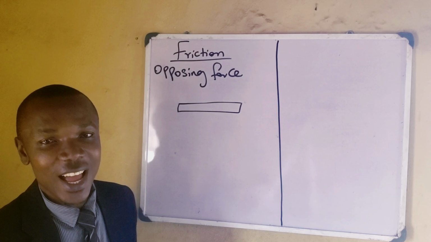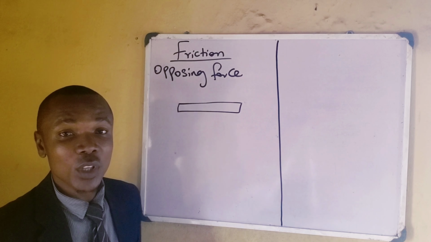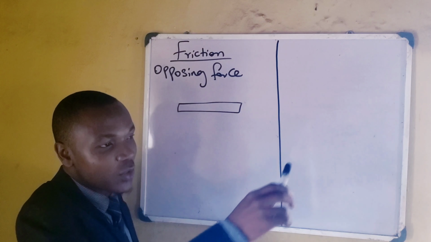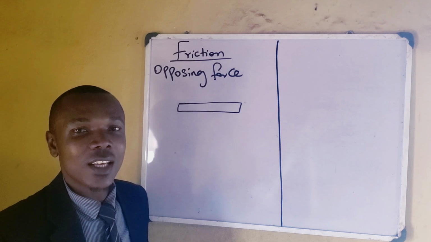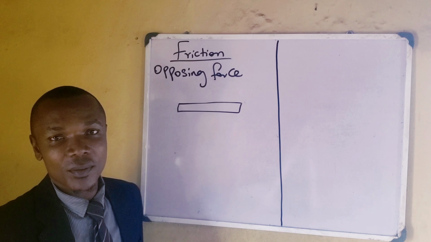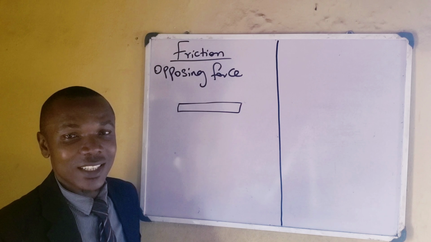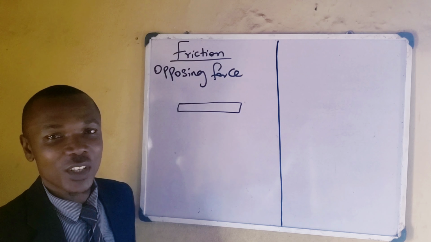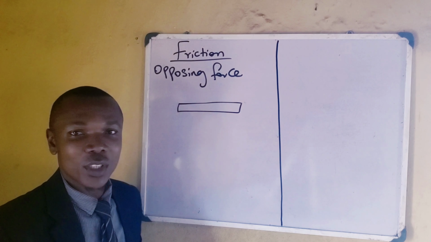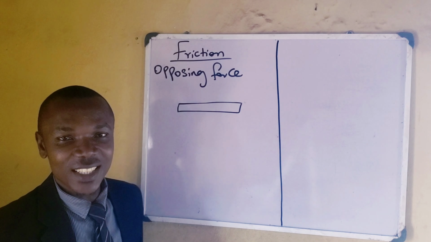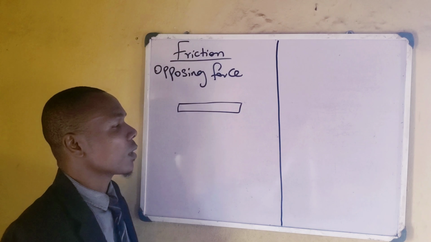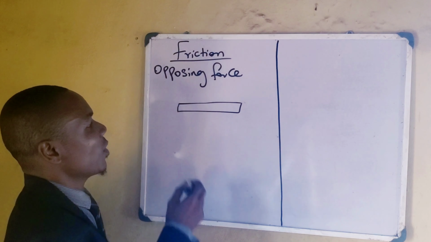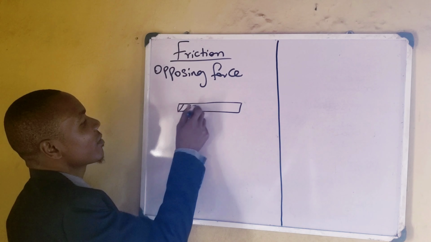So this friction acts in between two surfaces that are in contact. Meaning that if one body is moving on another surface, the friction will act in opposite direction to the normal direction of that body that is moving. Can you see that? So that is how it's done. So the friction acts in opposite direction.